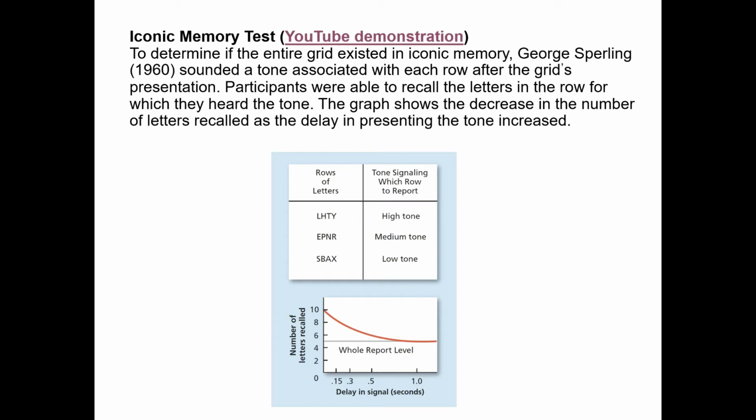So George Sperling conducted a very creative study in the 1960s, where he used a sound to indicate which rows of letters you need to say out loud. So if you heard a high tone, you would need to say the letters on the top row. Medium tone will indicate to recall the middle row, and the low tone will indicate to recall the bottom row. That way, you don't need to say all the letters in the grid, which again would cause you to forget as you are saying the letters out loud. This study did in fact show that participants were able to recall most of the letters.